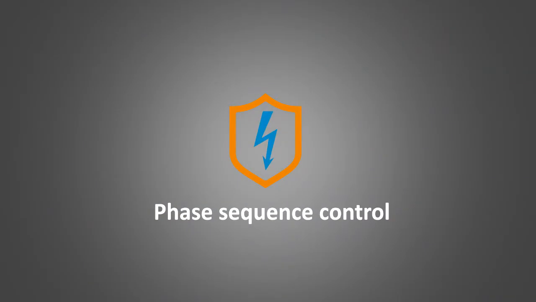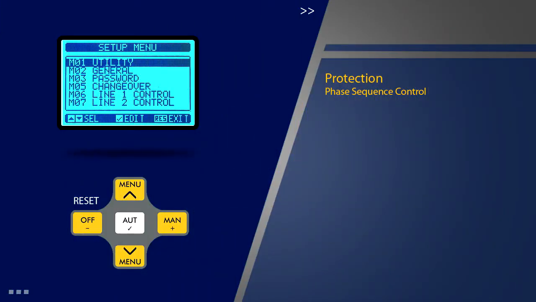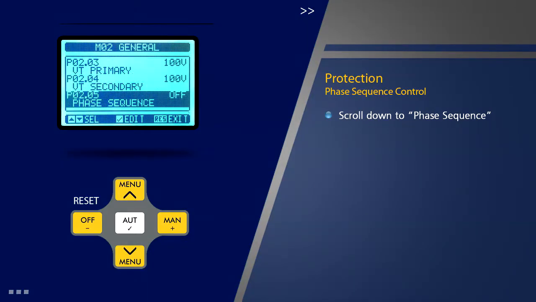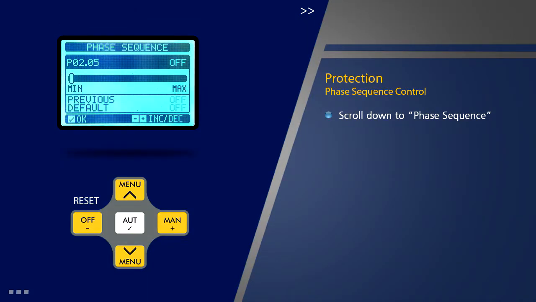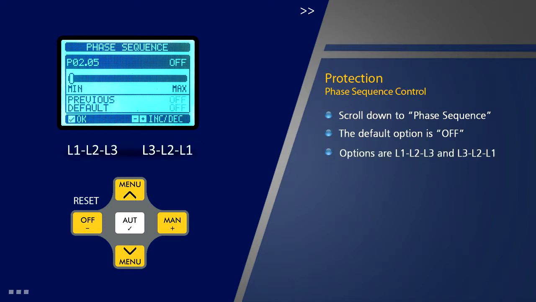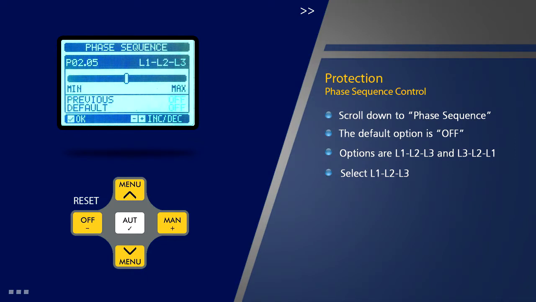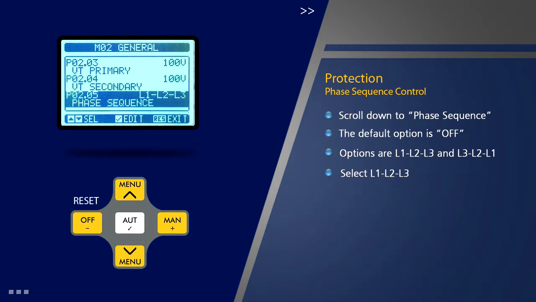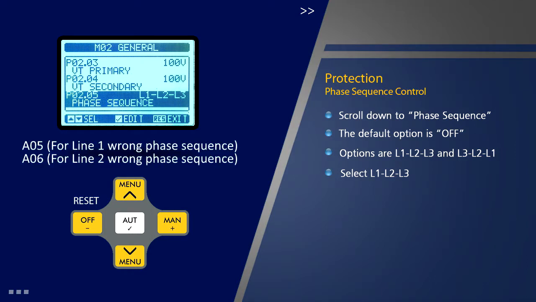Phase sequence control. Scroll down to select parameter 5, Phase Sequence, on the General page and press OK. The default option for phase sequence is off. The other options for phase sequence are L1, L2, L3 and L3, L2, L1. Select the option L1, L2, L3 and press OK. If phase sequence control is enabled, the corresponding alarm A05 for Line 1 wrong phase sequence and A06 for Line 2 wrong phase sequence should also be enabled.